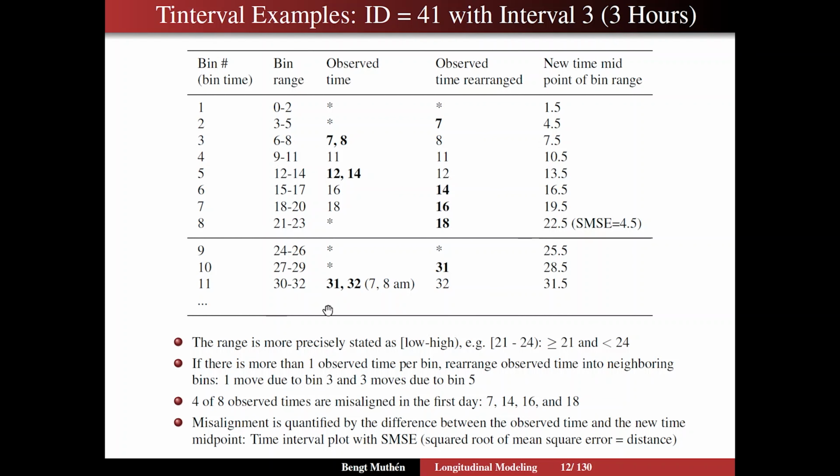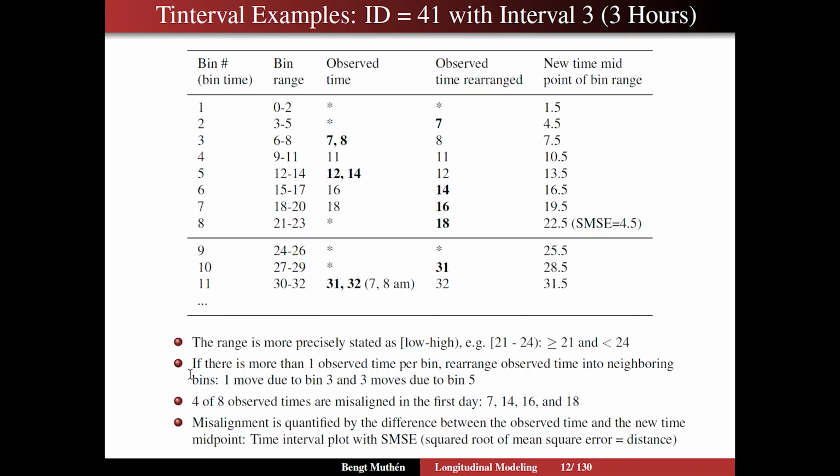Now, you can continue to the next day's morning here, 7, 8 in the morning, and we have to move one person into an earlier category. Two things here, technical. The range is more precisely stated as greater than or equal to 21 to 24, where 24 is not included, when time is not even hours, when there's fractional time. 21 to 23 is what we say, but that would be a more precise way of stating it.